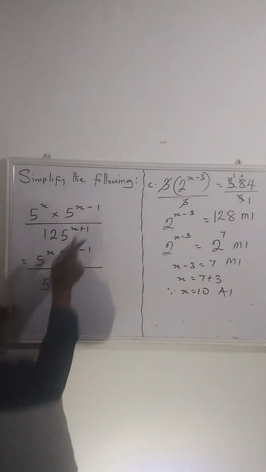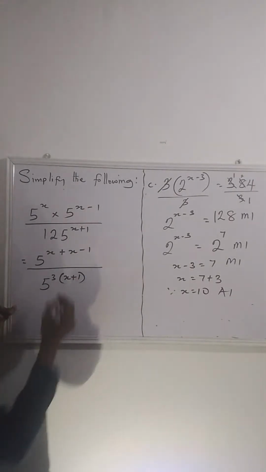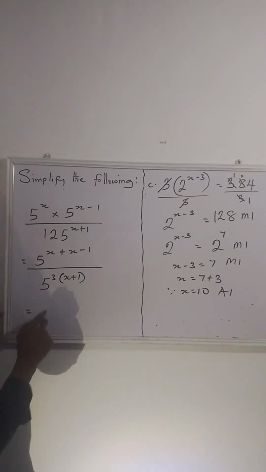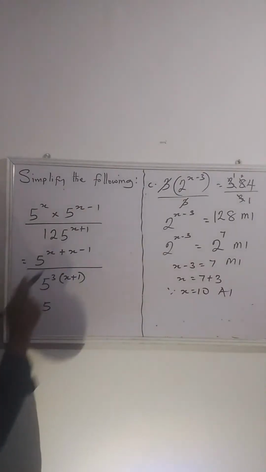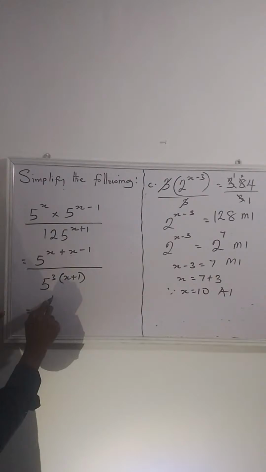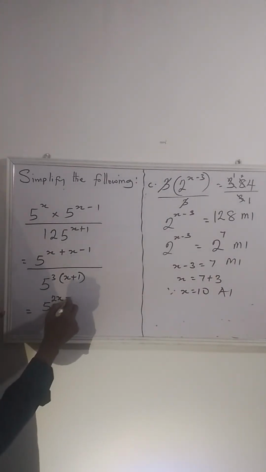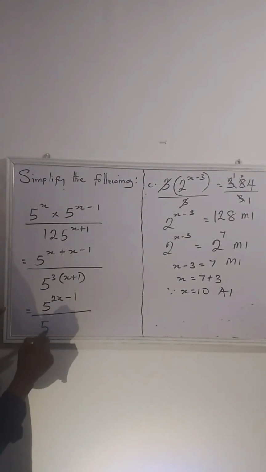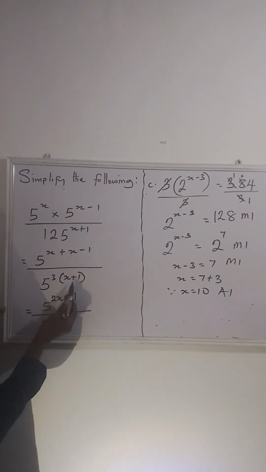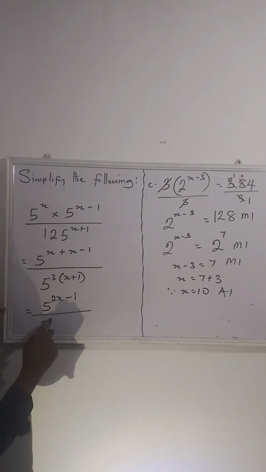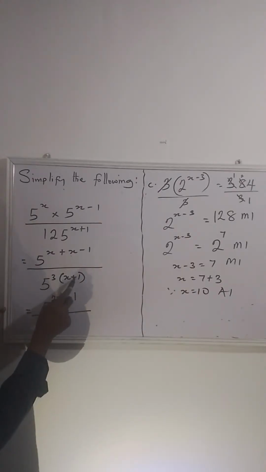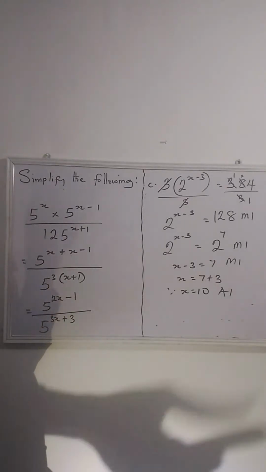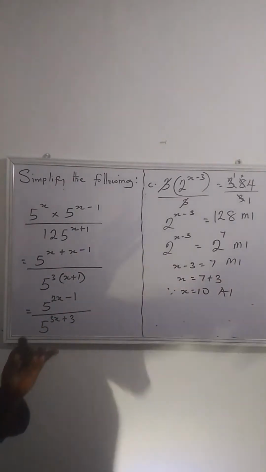Okay, so we already have a power here, which is x plus 1. Now, can we all see that? All right, so now let us simplify the power here. x plus x, that is 2x minus 1, over, now we have 5 raised to the power of 3 times x plus 1. So let's use 3 to multiply this. We have 3x, 3 times 1, you have plus 3. Okay, so that's what we have there. Now let's move on.